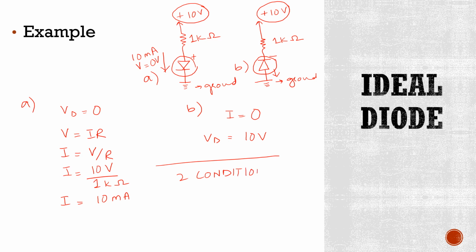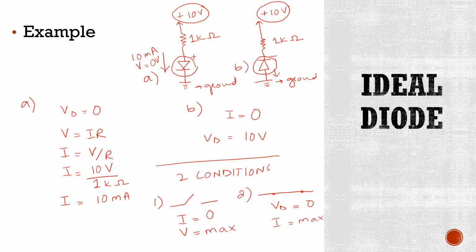It means there are two conditions. In first condition, the circuit is open. Now in this case, current is 0 and voltage is maximum, whereas in second condition the circuit is short. In this case, voltage drop is 0 and current is maximum.